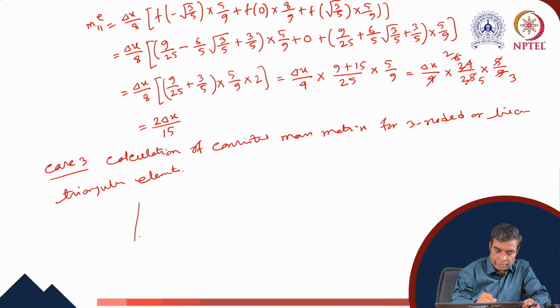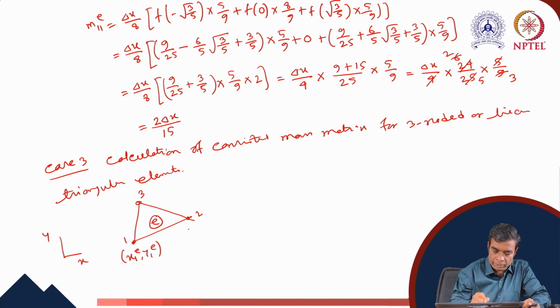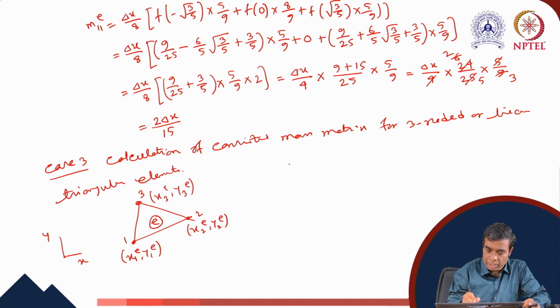So let us consider an arbitrary triangular element. So this is element E, local nodes 1, 2, 3. This is the global coordinate system xy. The coordinates are global coordinates x1e, y1e for node 1. This is x2e and y2e for node 2. And finally for node 3, we have x3e, y3e.